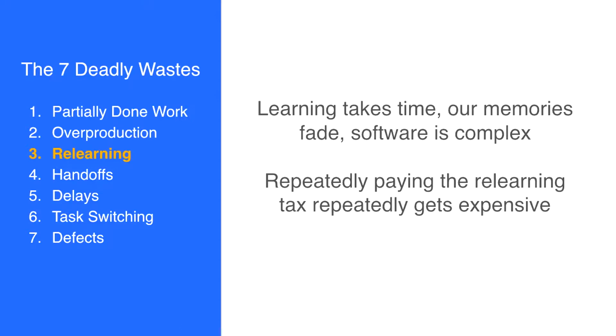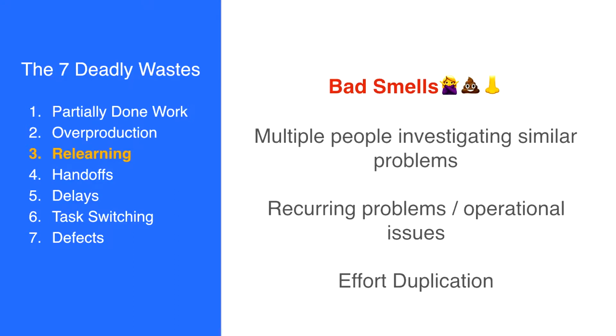Repeatedly paying that learning tax is very taxing on the team as it grows, because if everyone needs to pay that tax, you end up paying it multiple times. So you get no leverage from that. If anything, you're paying for the leverage by multiplying out the learning. So what are the bad smells?